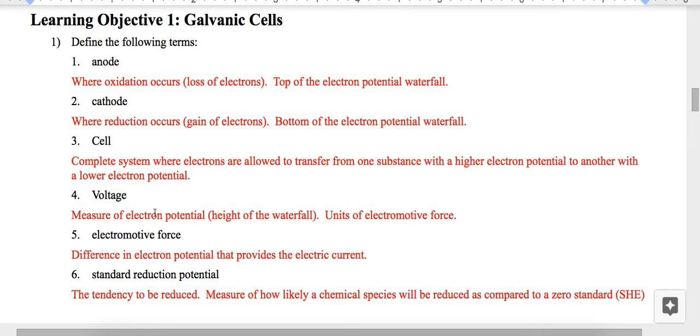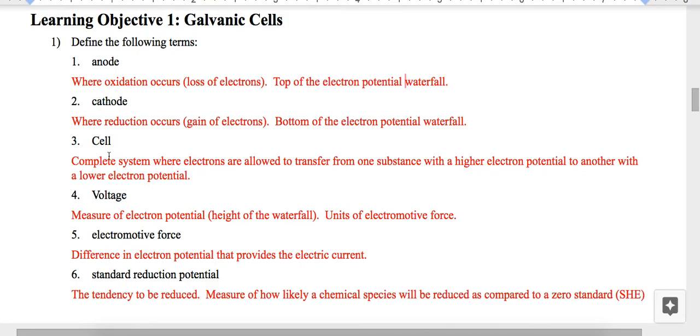So we talk about this in terms of a waterfall. That's the analogy that we use. And so the anode is the top of the waterfall. This is where the electrons originate, and then they flow to the cathode, which is the bottom of the waterfall. If we think about a waterfall having a top and a bottom, and the water flowing from the top to the bottom, we have the same thing here in terms of electrons going from the place that has a higher potential to a lower potential.